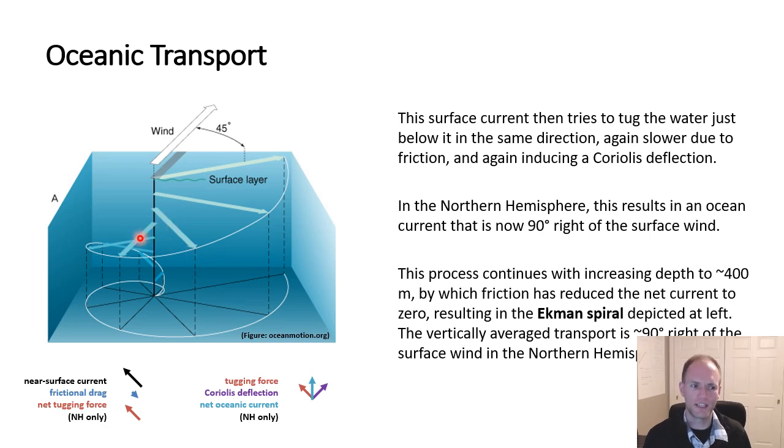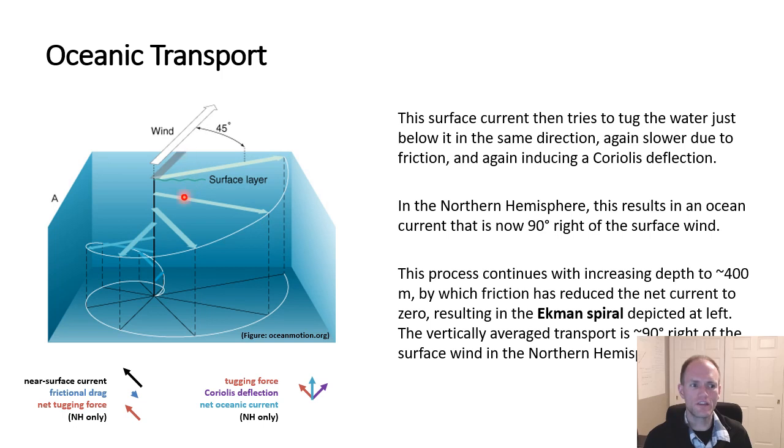So we get this vector that is 135 degrees to the right of the surface wind. And then so on down here to 180, 225, 270, all the way around. We get this spiral that is clockwise with increasing depth in the northern hemisphere. And if we looked at it in the southern hemisphere, it would be counterclockwise with increasing depth. This spiral that we see here is known as the Ekman spiral.